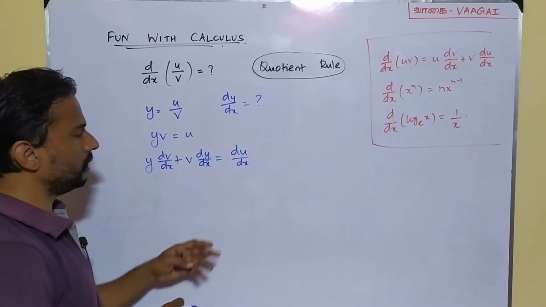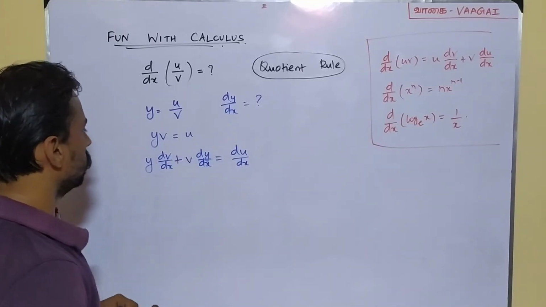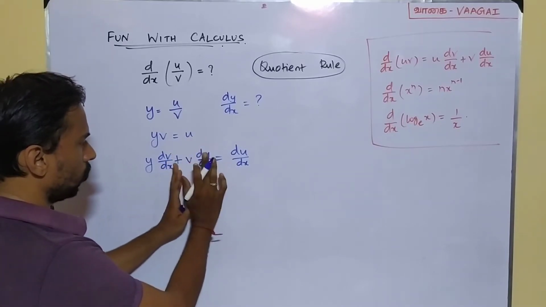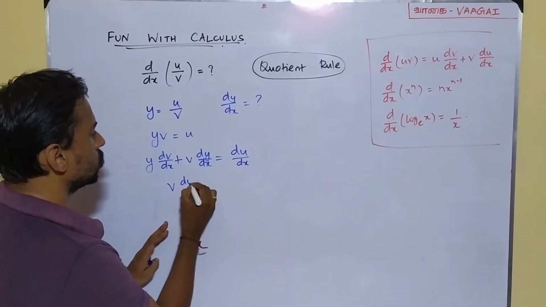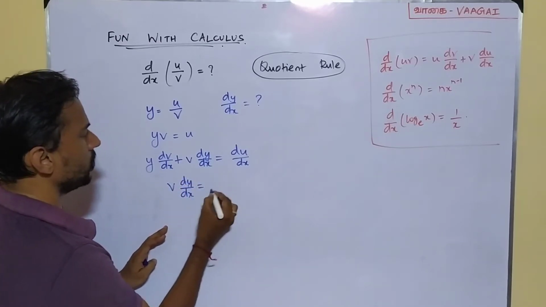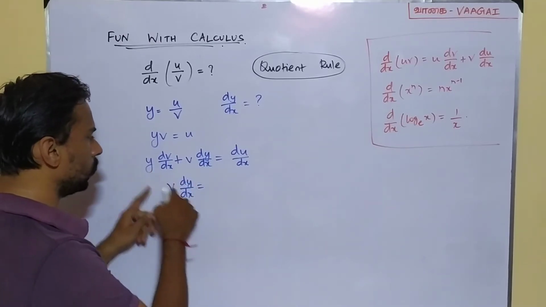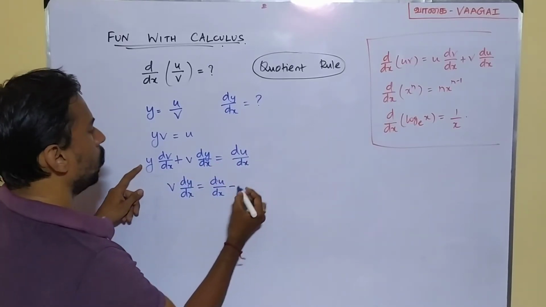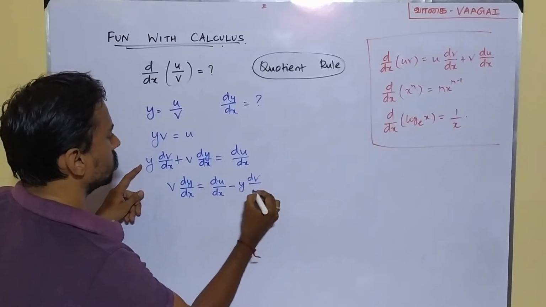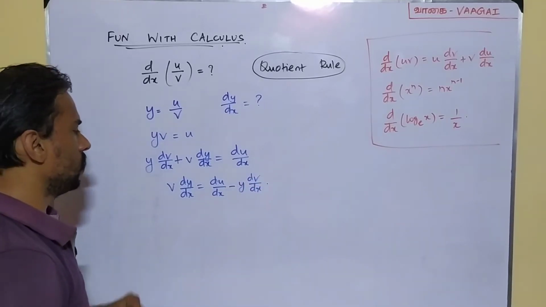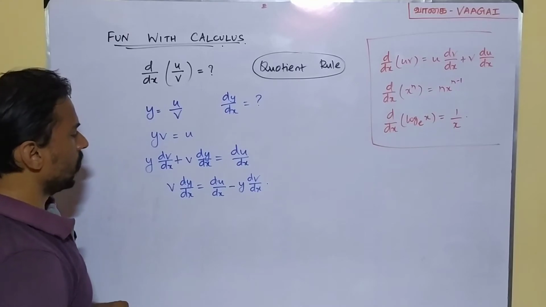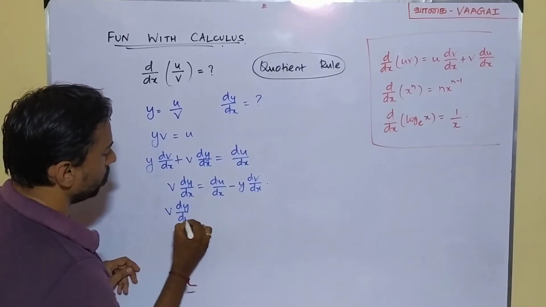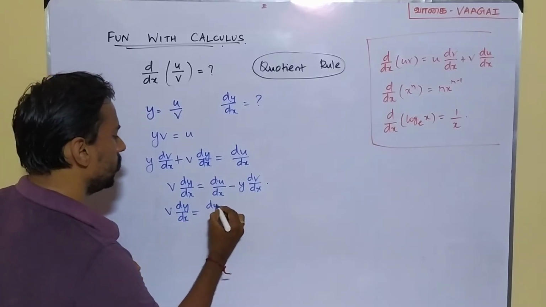Yes, done. What next step I can do here is, my objective is to find the value of dy by dx only. So I'm going to take this v dy by dx alone on this side. So v into dy by dx will be equal to, I'll take this other term to the other side, so that I'll have du by dx minus y into dv by dx. All right, fine. Let's continue.